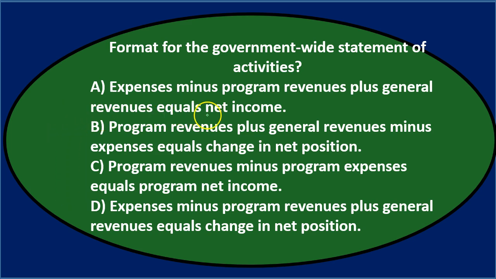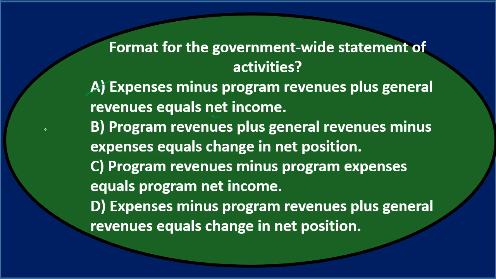The one that I'm going to eliminate this for is the fact that it says net income, which typically you would think is a for-profit term, the bottom line of the income statement, not usually what we see in governmental accounting, although we have something kind of equivalent to it. So I don't think it's going to be A because of that net income term.